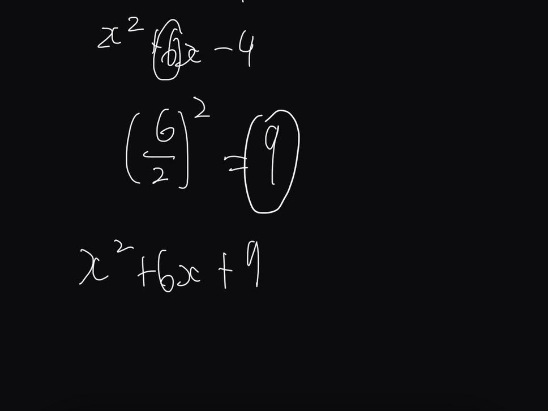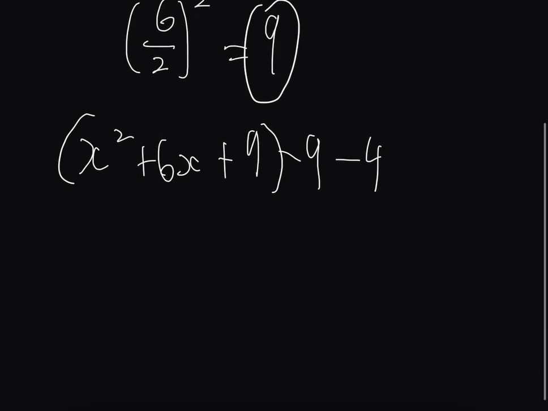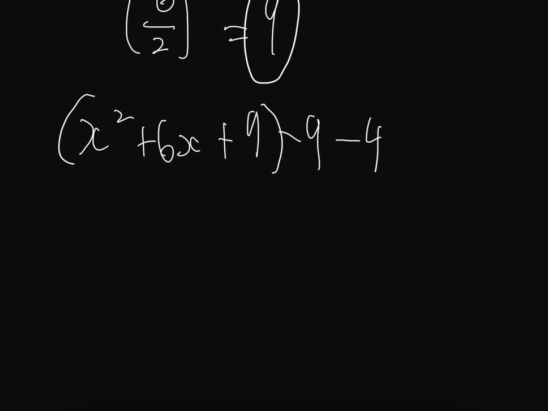But we can't just change the equation like that. So if we add 9, we must also subtract 9. And then take the −4 and subtract it at the end. Now we take this part and we change that. We can group the perfect square since we made it into one and make it into (x + 3)². Then we just take the −9 and the −4 and simplify that into −13.